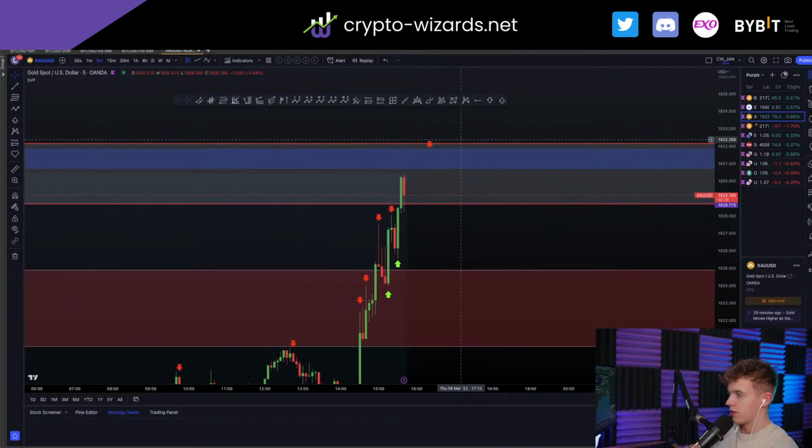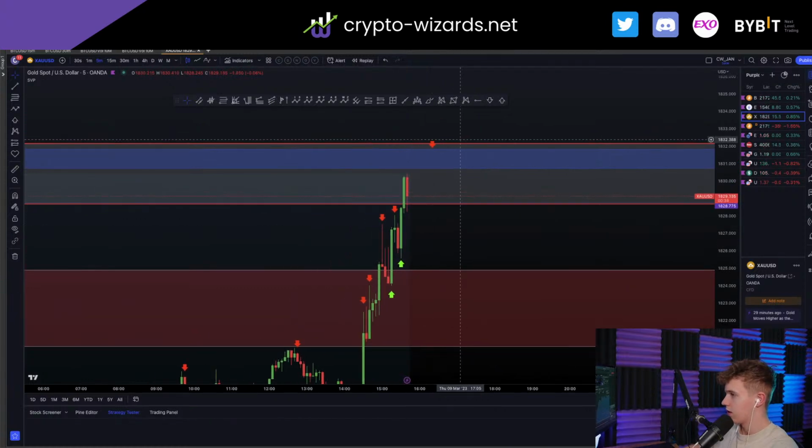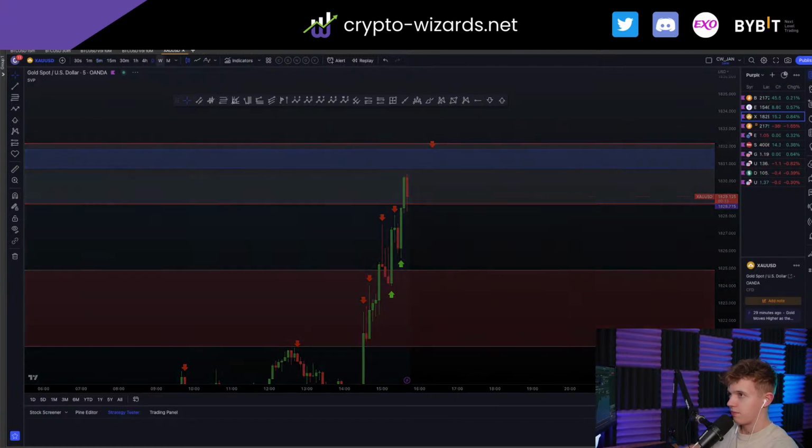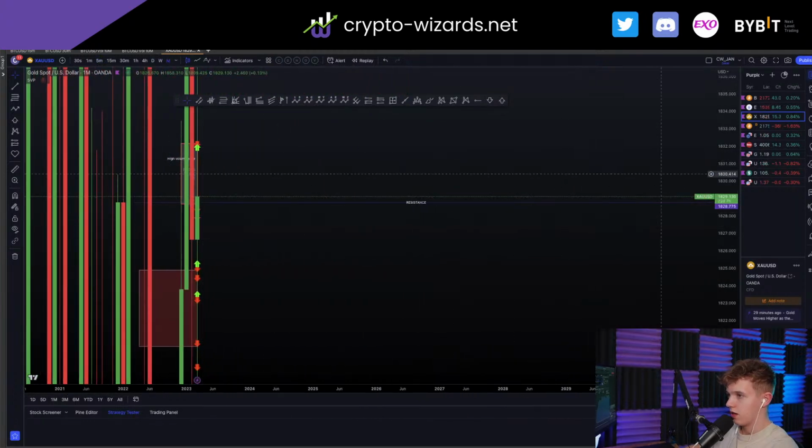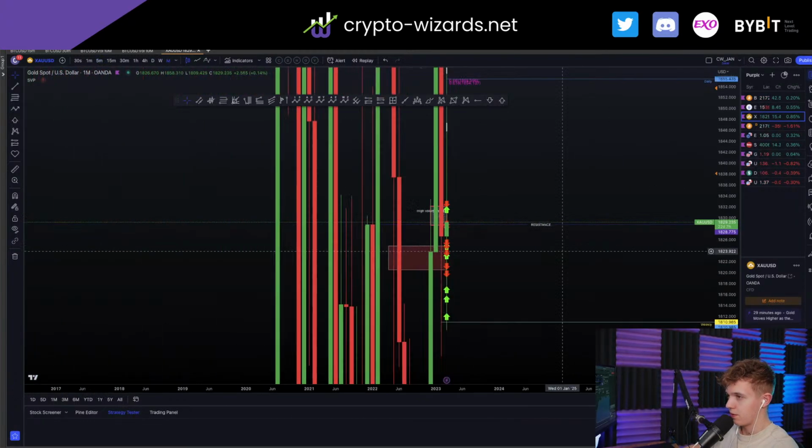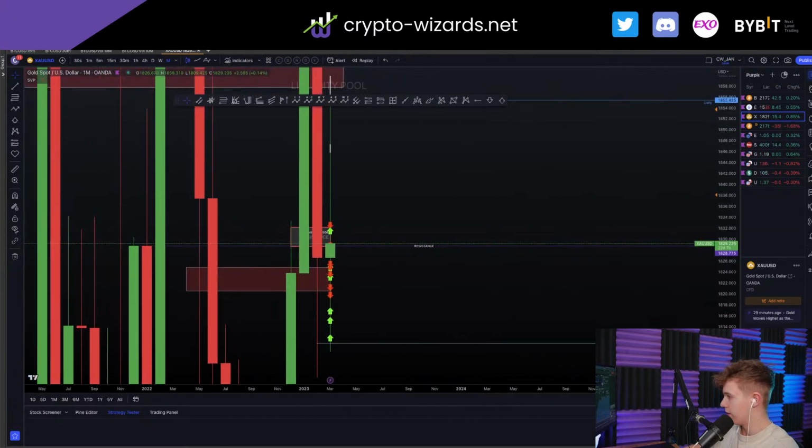Gold continues to the upside, it seems. The monthly level is not reacting at all. And it's this one. This one is a pretty choppy one actually. It's not like a super good monthly level.